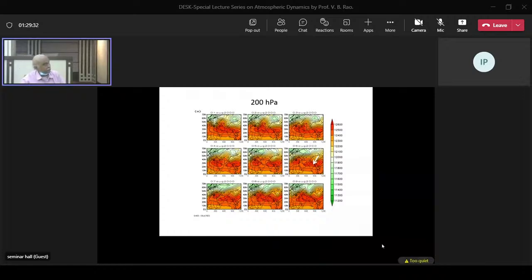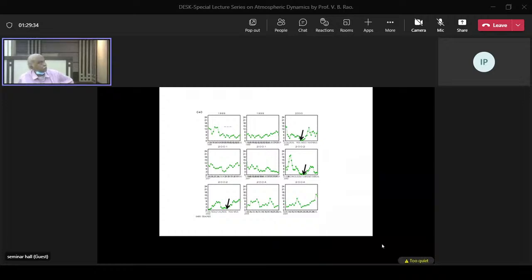Now, next. So now you see there are several cases, whereas in the case of 2000, in the middle, the rainfall has become almost zero. Is it not? 2002, 2004 is not that low. Okay. Next year, which one?